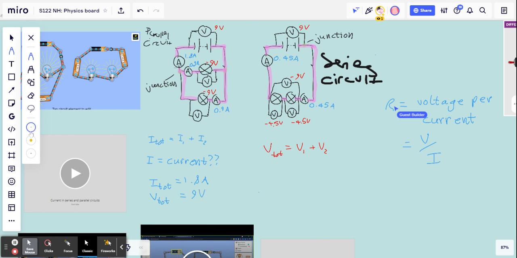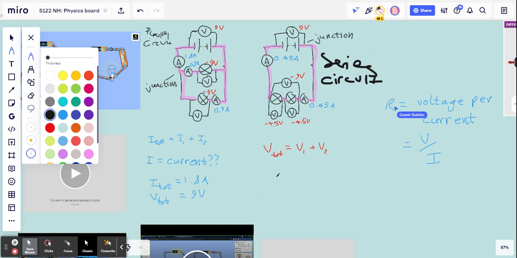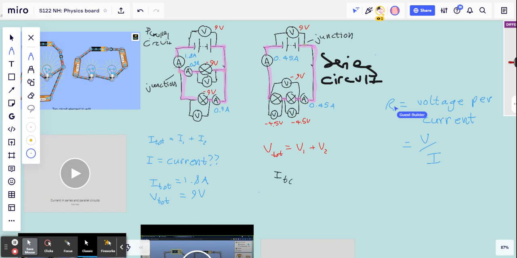And if we compare that with over here, I total is equal to 0.45 amps, and V total is equal to 9 volts again. So hopefully you'll be able to see straight away which one has the highest resistance and which one has the lowest resistance. So let's see if you can work out what is the total resistance on the parallel circuit and what is the total resistance in the series circuit.